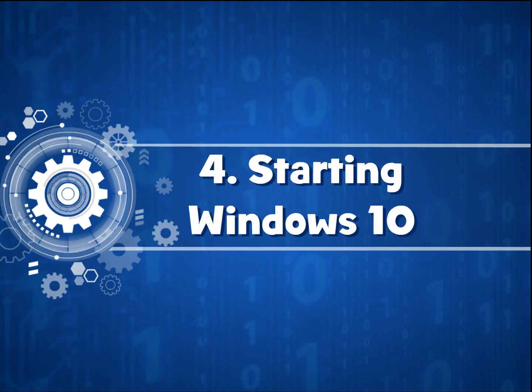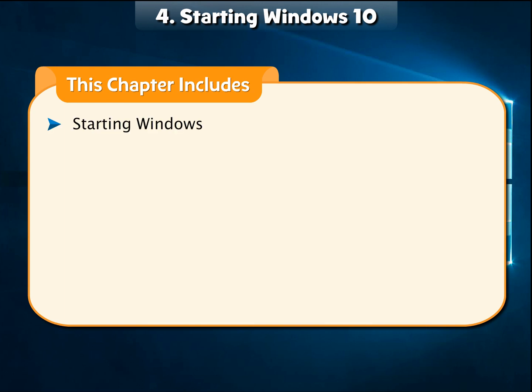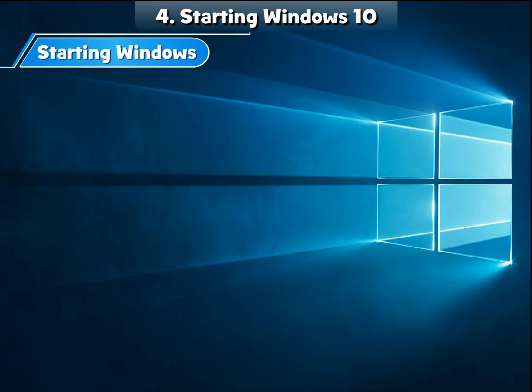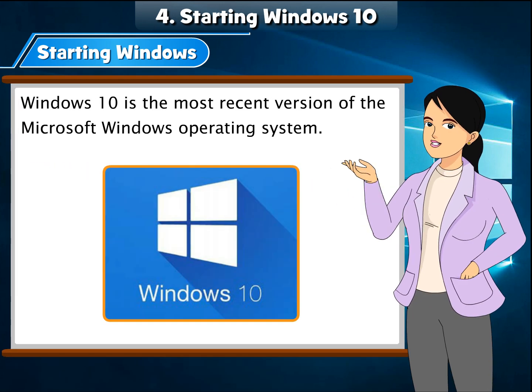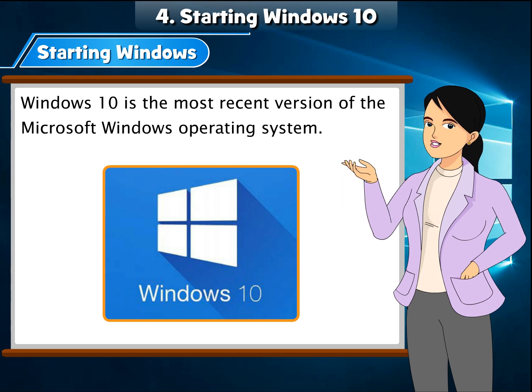Chapter 4. Starting Windows 10. This chapter includes starting Windows, desktop background, taskbar, start button, icons, gadgets. Starting Windows. Windows 10 is the most recent version of the Microsoft Windows operating system.